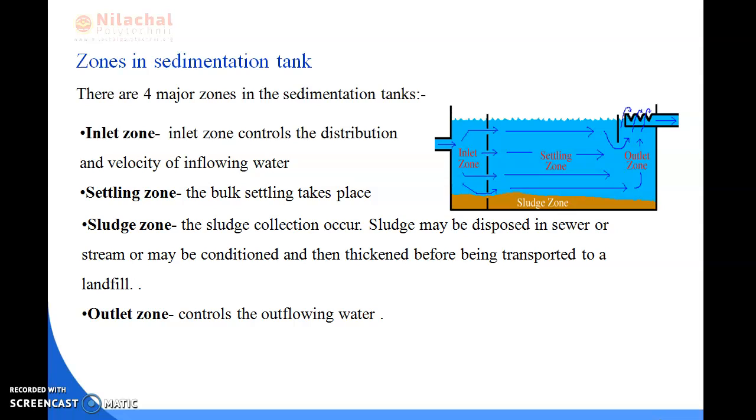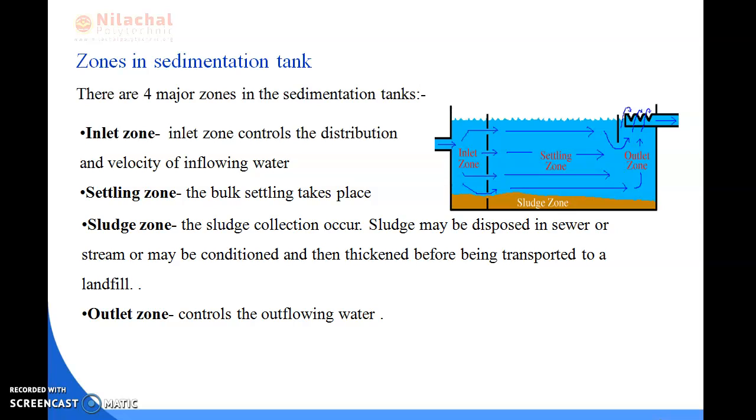Next is the sludge zone. So what do we mean by sludge zone? This is where sludge collection occurs. Sludge may be disposed of in a sewer or stream, or it may be conditioned and thickened before being transported to a landfill. It is designed so that the settled particles are collected and disposed of.